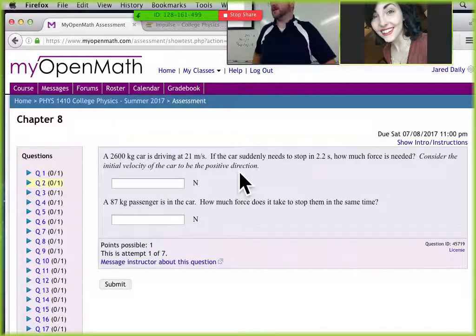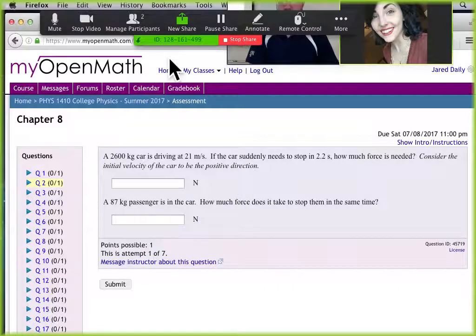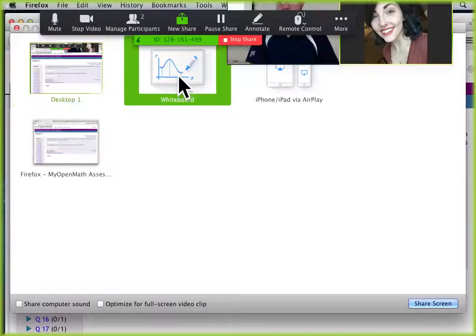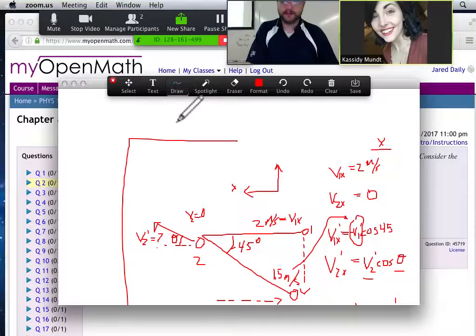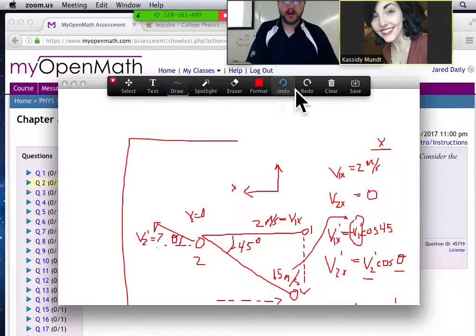And then you use the impulse momentum. Yeah, it says consider the initial velocity of the car to be positive. That's correct. So the force is in the opposite direction. Your force is going to end up being negative because the initial direction of the car is positive. So this is what's happening. Let me draw it on the whiteboard here. And let's clear it.